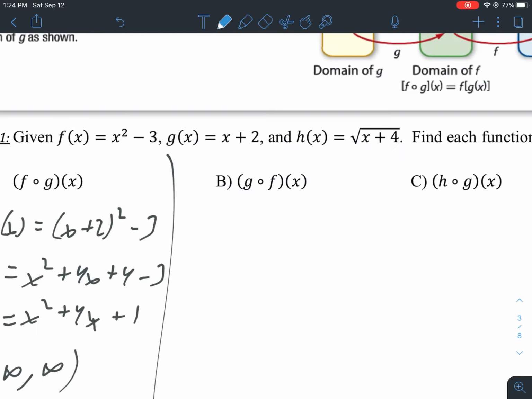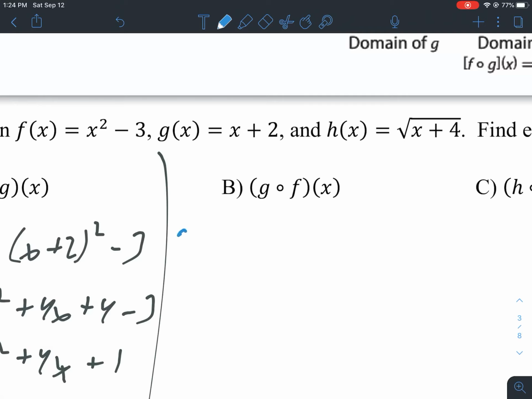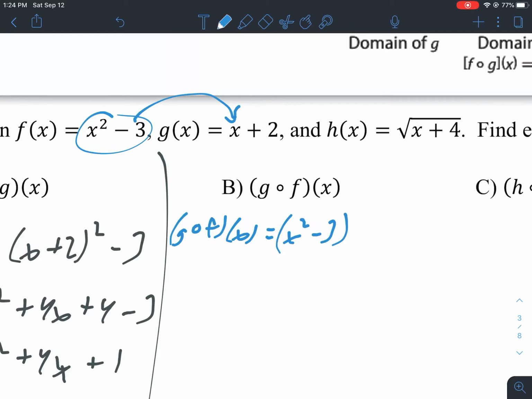Okay, b looks the same, but it's a little different. It's g of f. So now we're going to take f and put that in for x in g. And a pretty quick way to simplify that is to just combine like terms. We get x squared minus 1. Again, no restrictions on g or f. And this is just a parabola, so no restrictions here either.